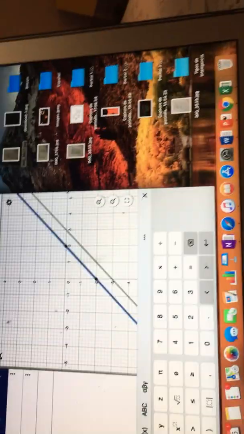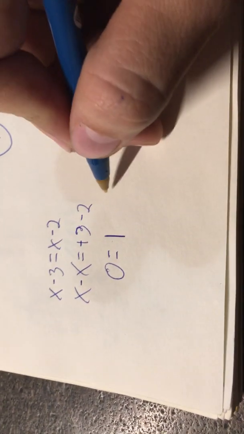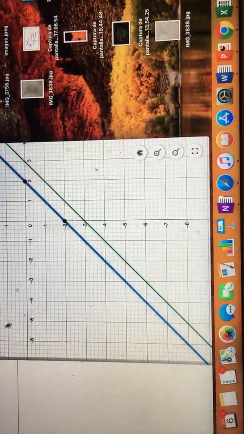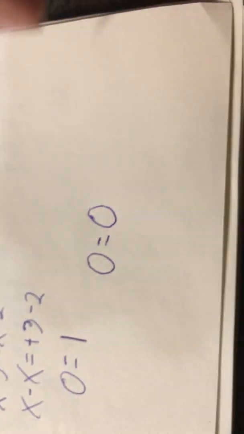Now let's check our second operation. What this consists of is that when you pass, for example, x minus 3 equals x minus 2, when you pass x to the other side and plus 3 to the other side, you will get an operation that gets 0 equals 1. And you can see this has no solutions. So our graphs will never intersect each other. There's also, if you get a result where you get 0 equals 0, an infinite number of solutions.